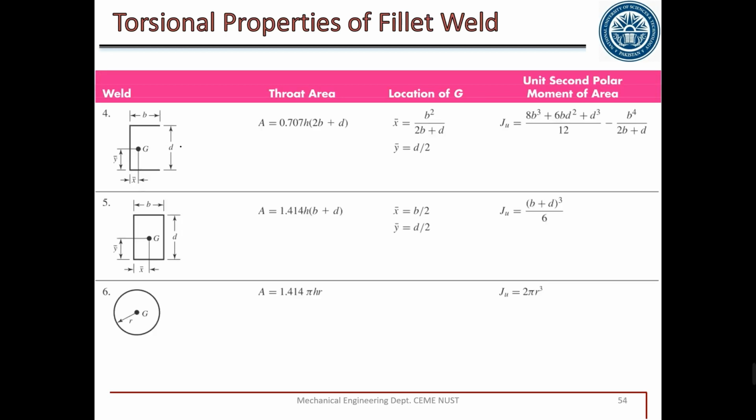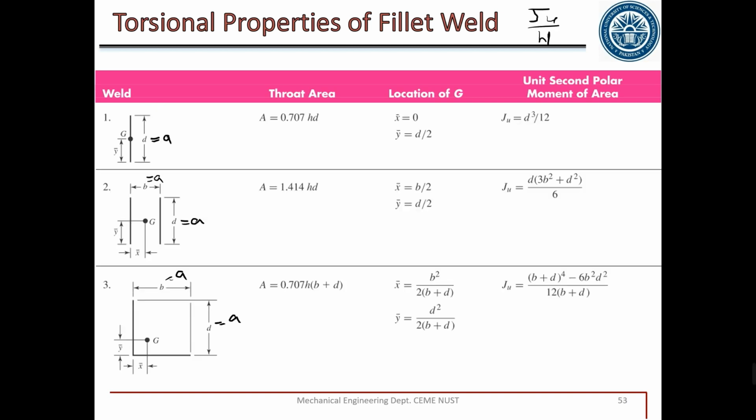Similarly, in this case, maximum value of d is equal to A, maximum value of b is equal to A, and in this case, diameter is equal to A, or in other words, r is equal to A by 2. So we have a square area where we can weld. The area of square is A cross A. We have all the values. We have the value of Ju. So this value will become A cube by 12 divided by hl. Substituting all the values.